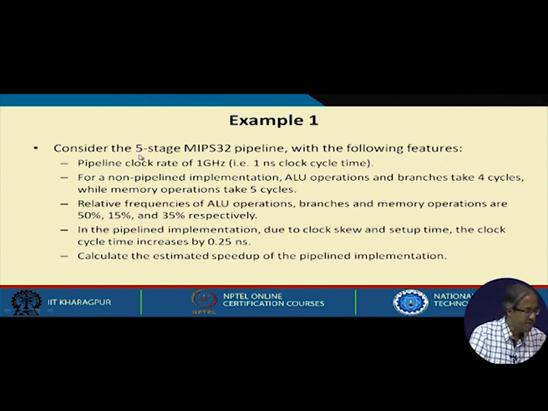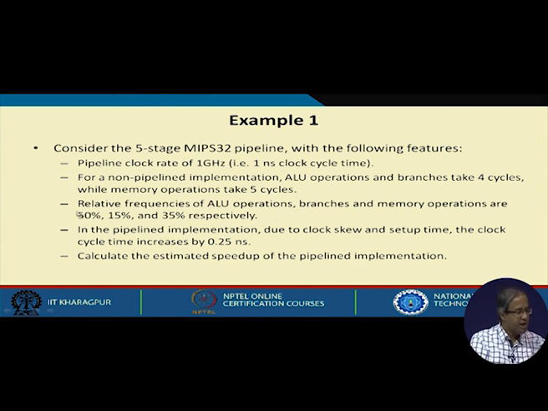Fine. Here let us take an example. We consider a 5-stage MIPS pipeline with a clock rate of 1 gigahertz, which means a 1 nanosecond clock cycle time. Now, in a non-pipelined implementation, let us assume that ALU and branch operations take 4 cycles to finish, while memory operations, because they also need memory access, will take 5 cycles. And also assume that the frequencies of ALU, branch and memory operations are 50%, 15% and 35% respectively.